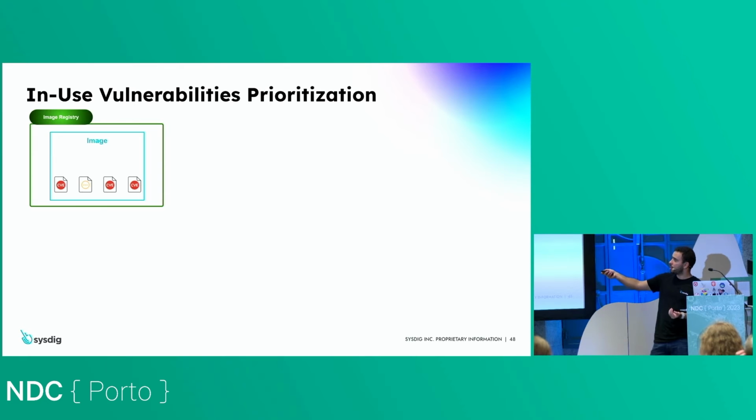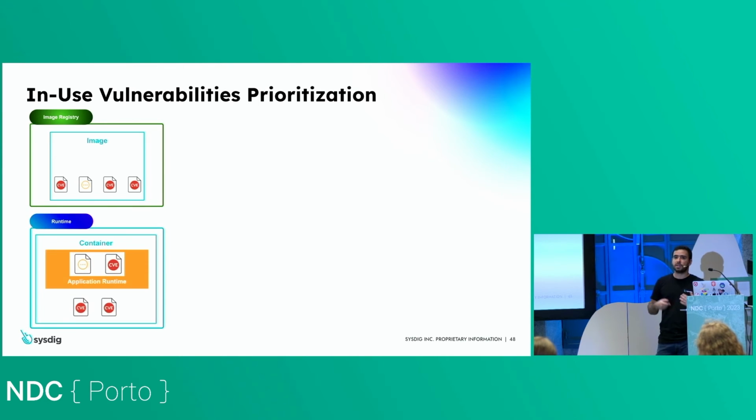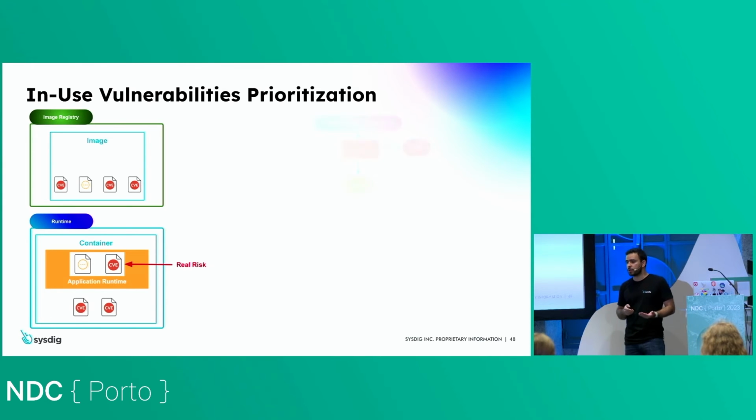You have an image here, with CVEs. This package is okay, there's no CVE in there. This one has a vulnerability. And here it is running. At runtime, there is only one of those packages that's actually being used. So only this CVE here actually matters. Ideally, you're going to fix all of them, but first, you should tackle this one. So how do you go about it, right? This is the real risk.